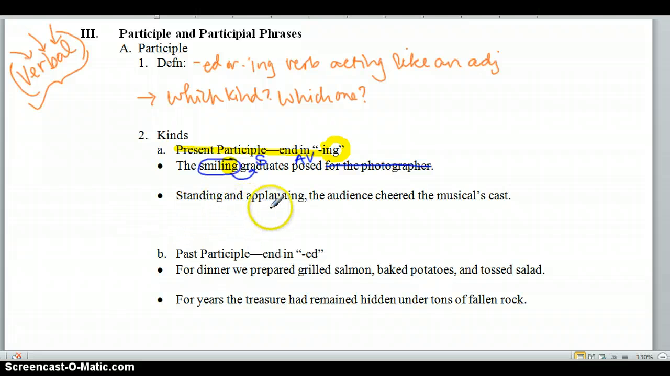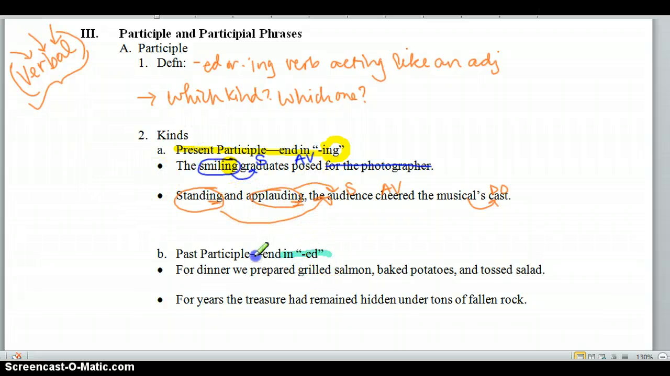In the next one, standing and applauding, the audience cheered the musical's cast. No prep phrases. Cheered is an action verb. Who or what cheered? The audience. The audience cheered what? Cast, direct object. Musical's happens to be an adjective. Here are my ing words. Well, standing and applauding aren't actions in the sentence. They're descriptions of what kind of audience. The audience standing and applauding. Which audience? The one standing and applauding.